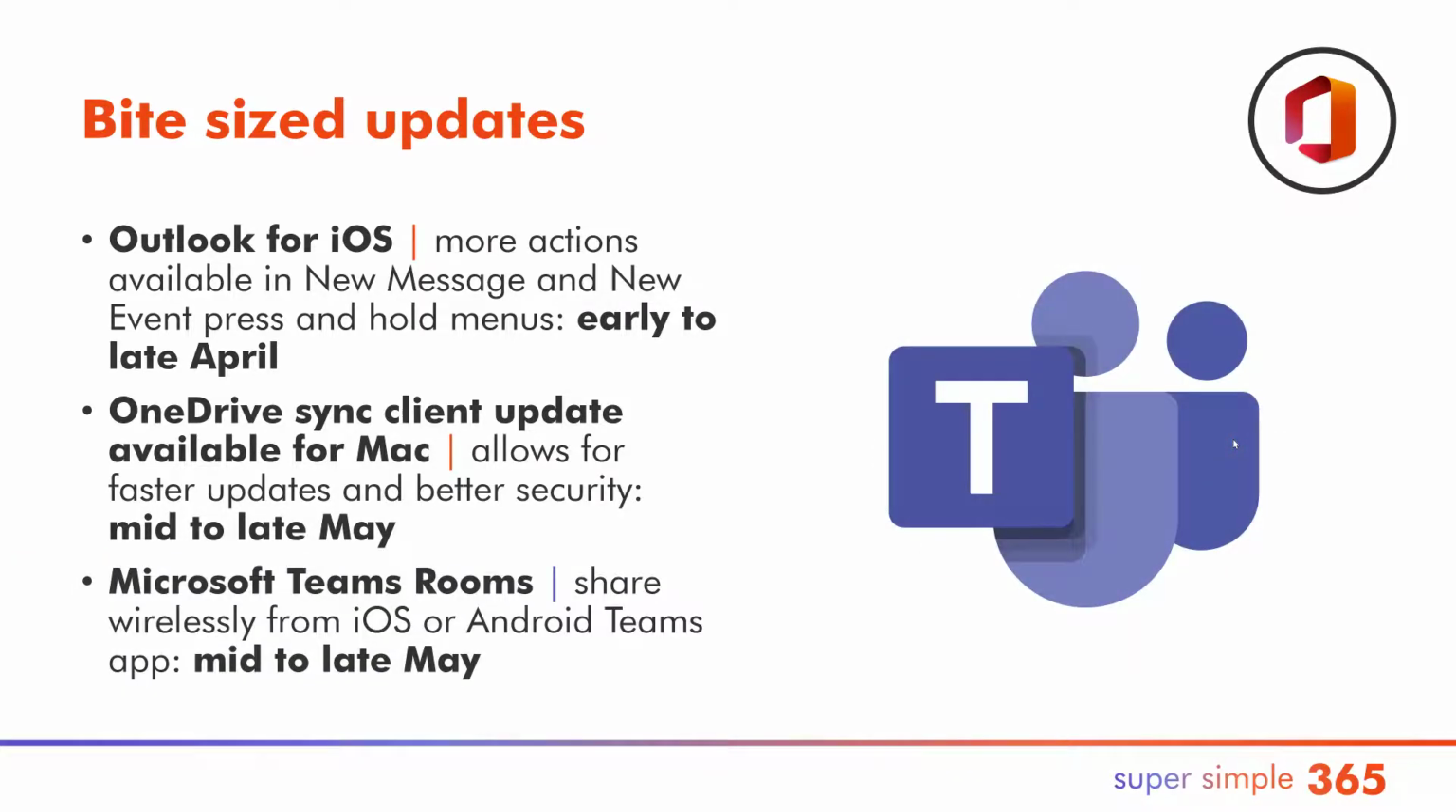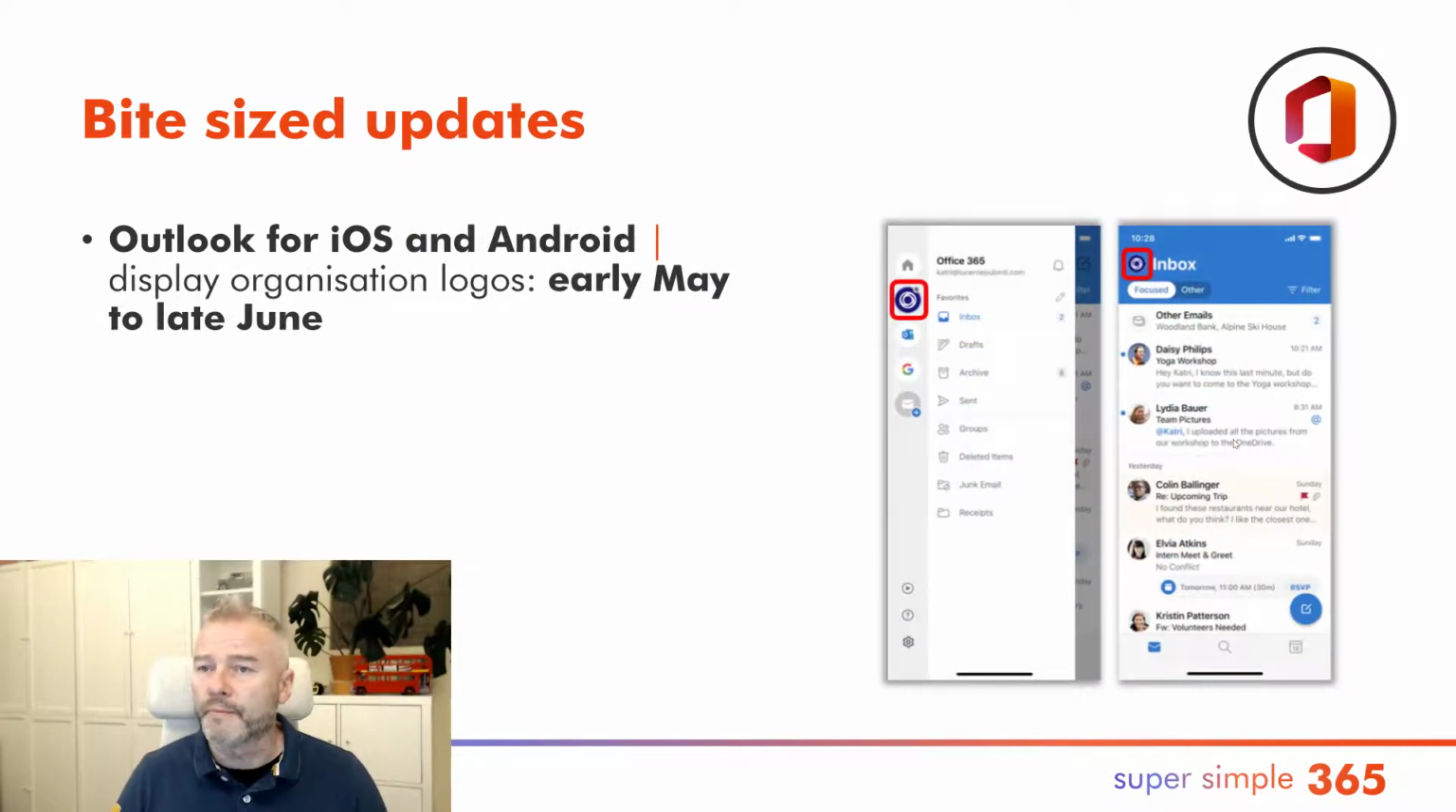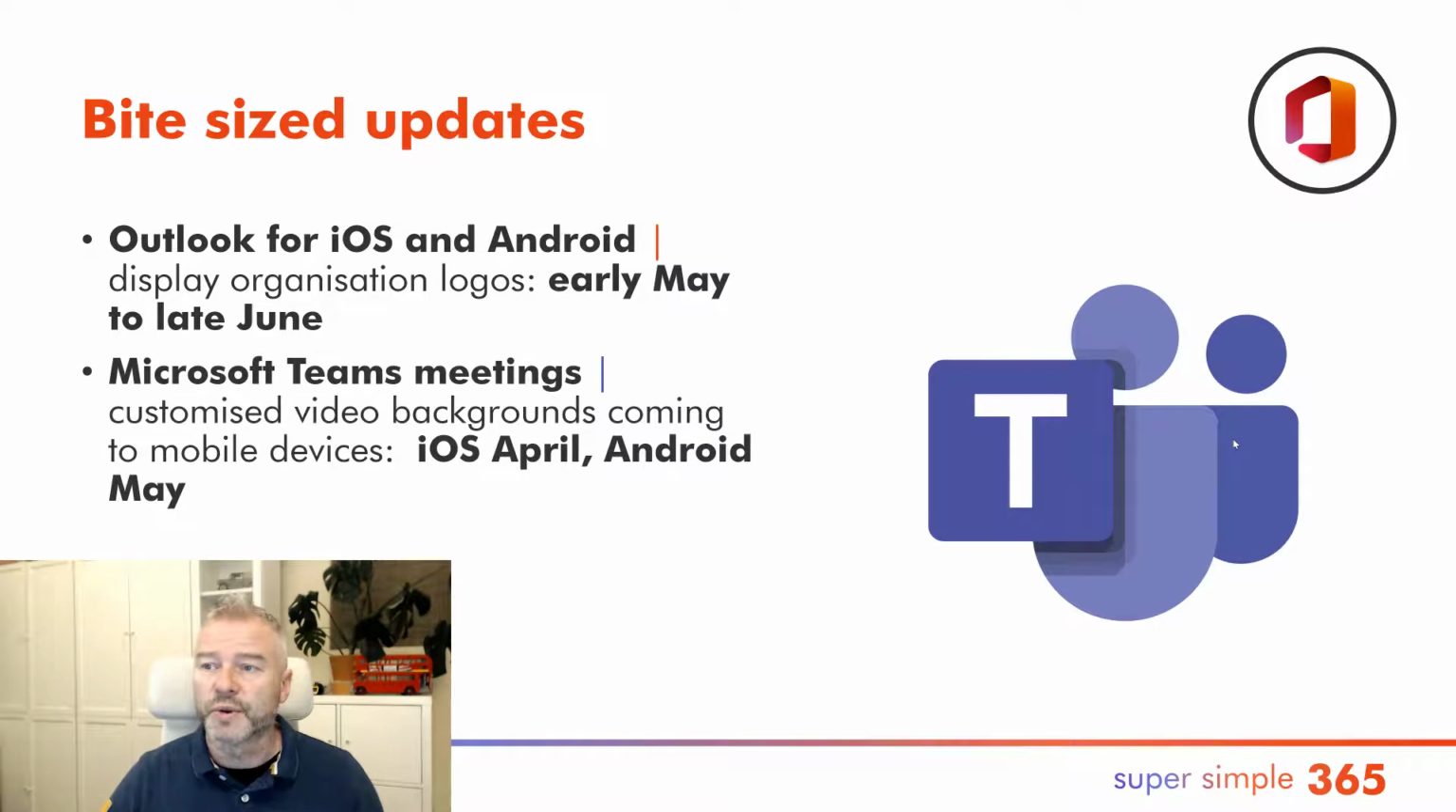Microsoft Teams rooms share wirelessly from iOS or Android, so this uses Bluetooth. Again, if you're interested, look out for the blog post for more information about that one. Just a nice little visual touch, the ability for iOS and Android to show your organization's logo. It's just designed to make it a little bit easier if you use your personal device for work as well, just to separate those accounts a little bit more visually.